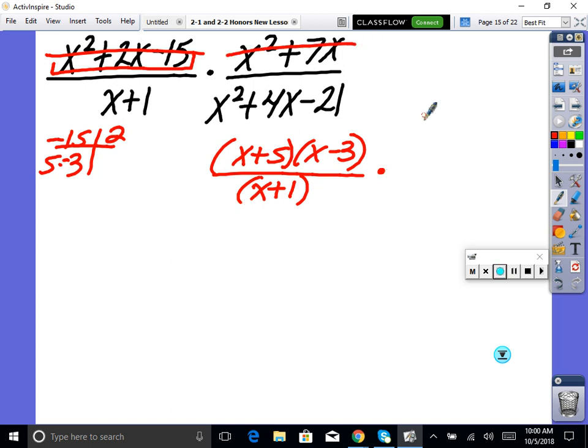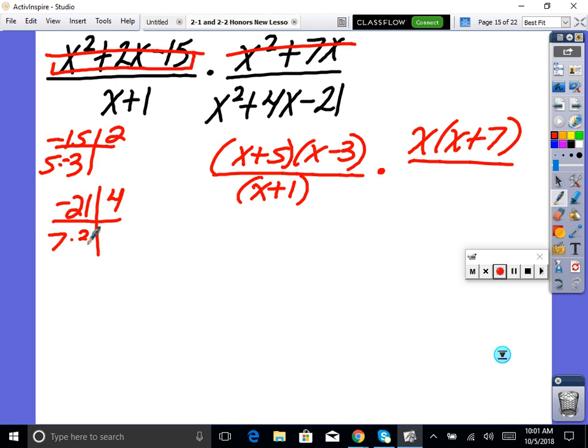Factor that. What would I pull out? Then left is x plus 7. Now on bottom, what multiplies to be negative 21 and adds up to be 4? 7 and 3, negative 3. True? So I have an x plus 7 and an x minus 3. I've done step 1. Now the second step is to multiply straight across, but don't actually multiply.